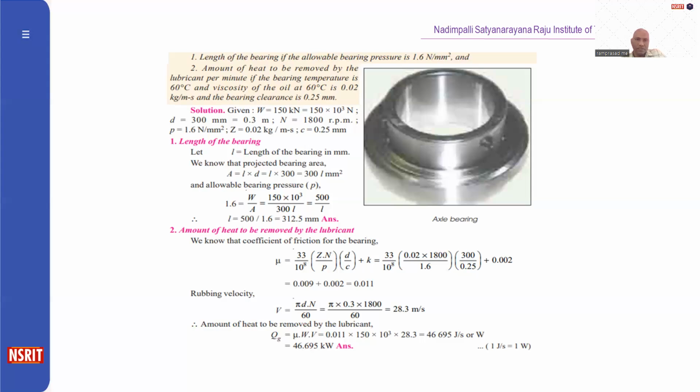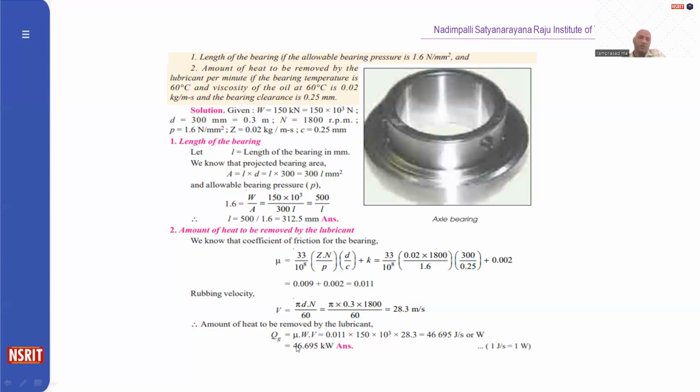Bearing clearance is given, C is given how much? 0.25. So D by C you are getting how much totally? 0.0011. Here velocity is equal to, always in meters per second, so pi into 0.3 into 1800 by 60. You are getting 28.3 meters per second.